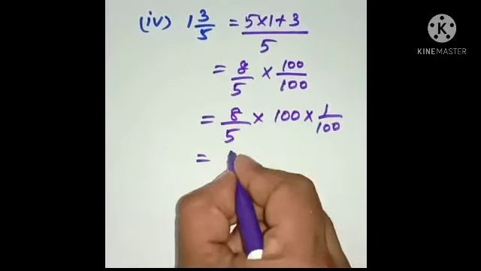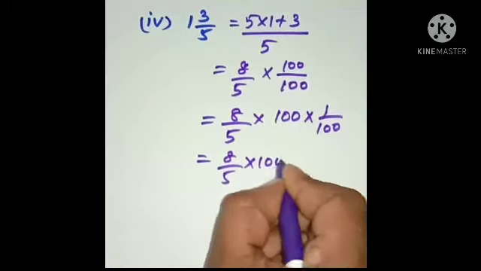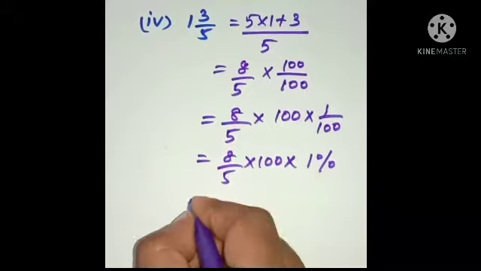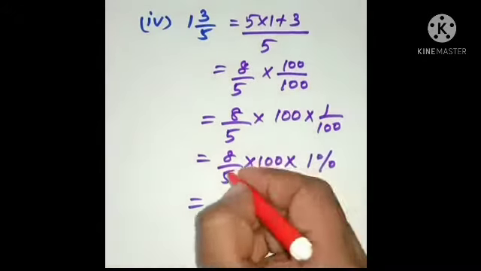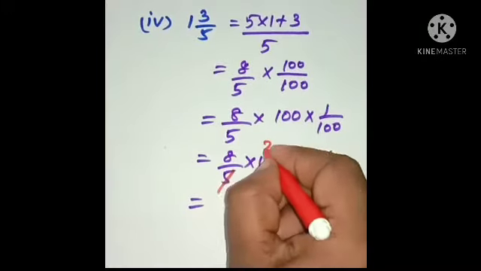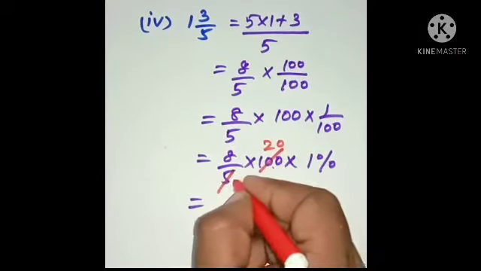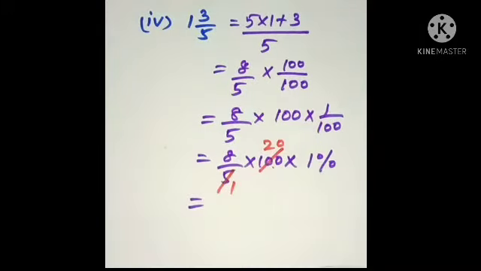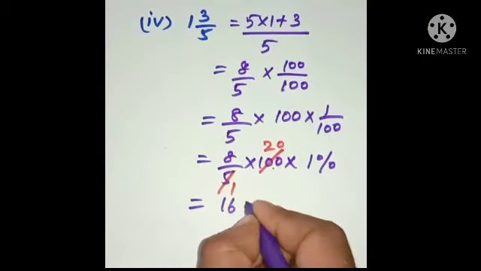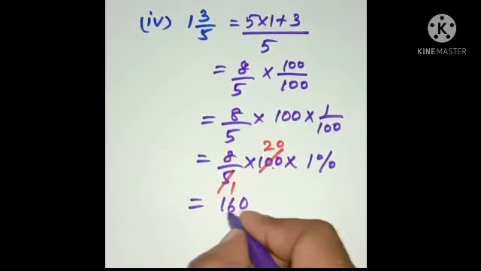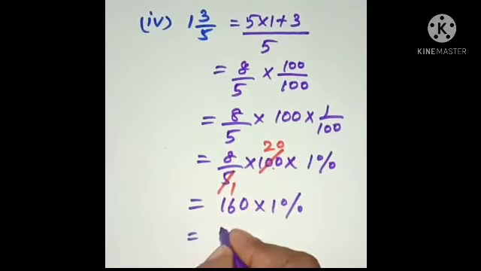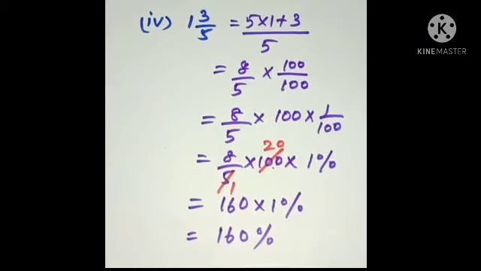Okay, now 8 by 5 into 100 into 1 by 100 is 1 percentage. Now cancelling 5 and 100 by using 5 table. Here it is 20 in the numerator. In the denominator it is 1 times. So 8 into 20. 8 2s are 16. And there is a 0. 160 into 1 percentage. 160 into 1 is 160 percentage.